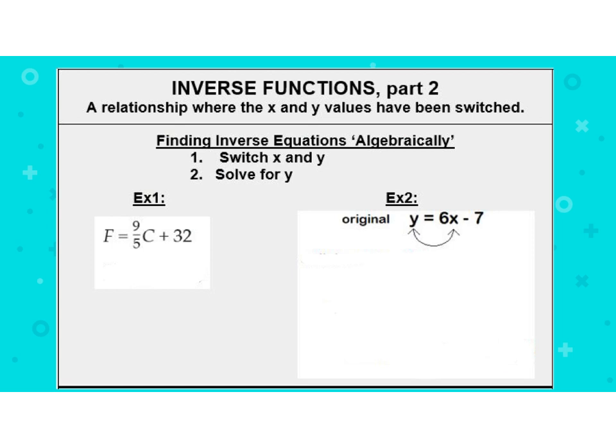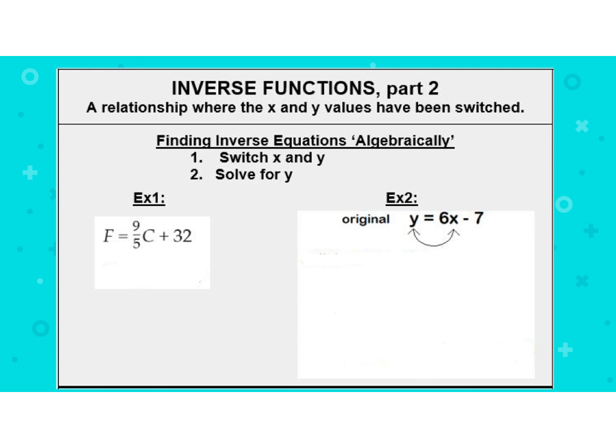We learned in a previous lesson that an inverse function is a relationship where the x and y values have been switched. And we learned how to find inverses from a table and from a graph. In this lesson, we will find them algebraically.